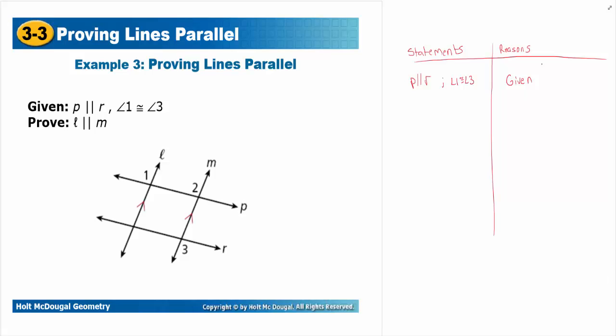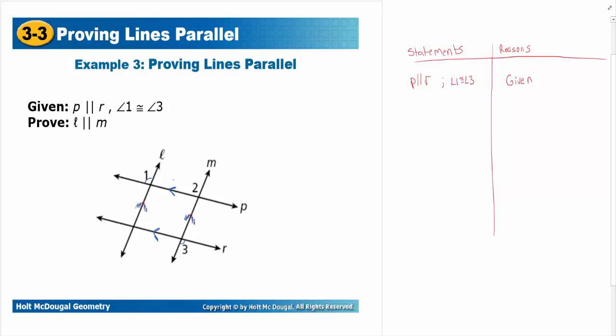Okay, so our goal here, and let's label our figure so we can see what they're giving us. I know 1 and 3 are congruent. And they're not telling me that L and M are parallel, that's what they're trying to prove. We know that P and R are parallel, so I can label that. I don't like them having those red arrows on the other ones. If you are drawing yours, I would get rid of that for now because we don't know that yet. We're trying to prove that, so I don't want to have that written there yet. So this is all we really have at this point.